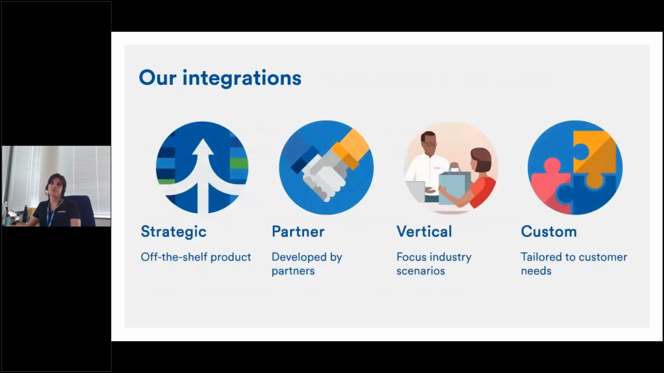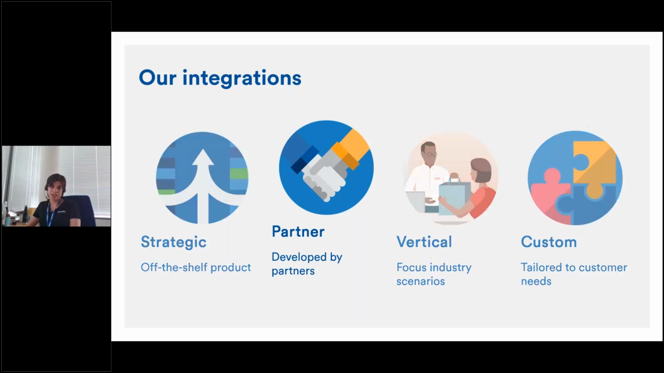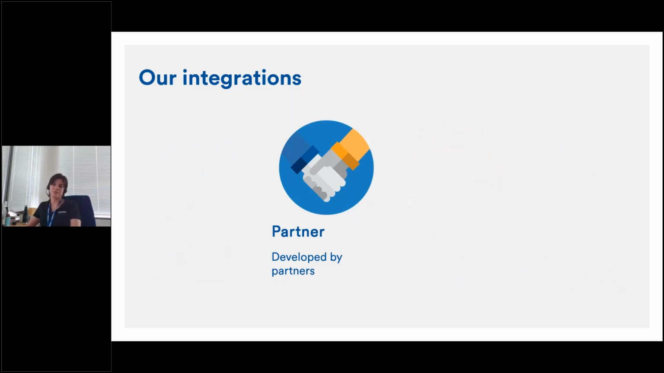There are different ways to make integrations in Genetec. We can have strategic ones, which are like the off-the-shelf product. We have the partner ones, which are developed by our partners. Vertical specific, for a certain focus in certain industries, and the custom made, which are tailored to customer needs. And as you can guess, here we have a star, and we are talking about the partner integrations, which are developed by our partners.